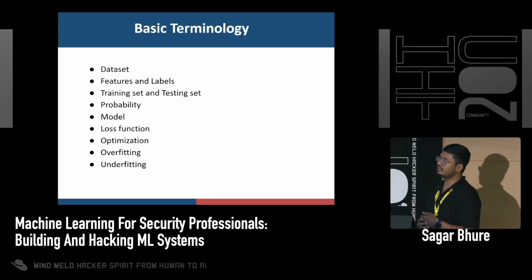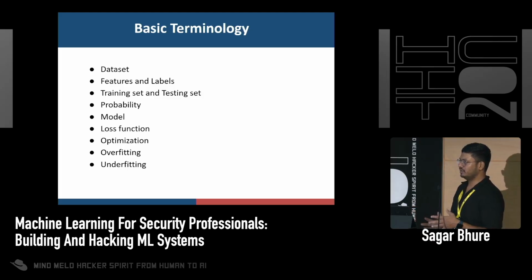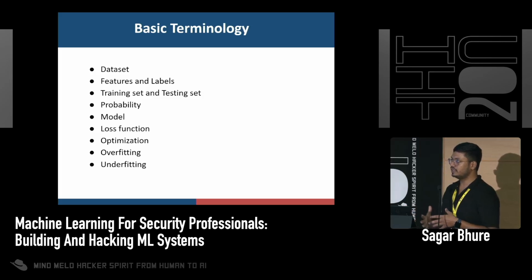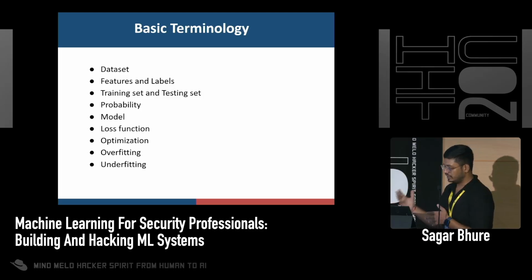These are some of the terminologies which I'll be using in this talk. Data set, features and labels. Features and labels are like your facial expressions: you have eyes, nose, mouth. Those are the feature set that determines that, hey, this is a face versus not a face. Target set and training set. This will come up more when we start coding. And probability, everyone understands what probability is. Model, loss function, optimization, overfitting and underfitting. We'll understand this with the graphs in the next slides.